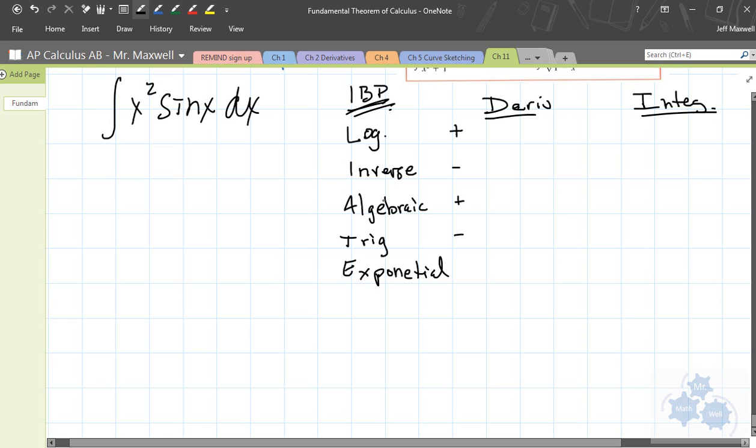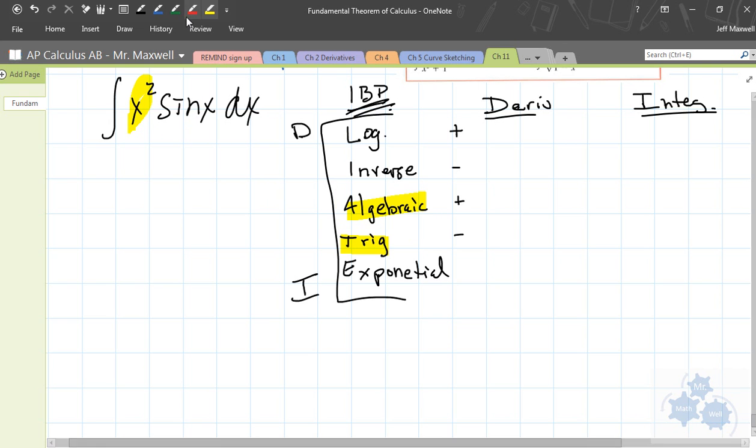All right, so you're going to run through this list, and these are the ones you're probably going to choose first to differentiate. As you know, the exponential is really, really easy to integrate, right? So this is the I down on this side, and this is the D up here. So we run into, see, algebra is ahead of trig. So that's why the algebraic term is going to be the one we're going to differentiate. Okay? So it's just a little guideline.